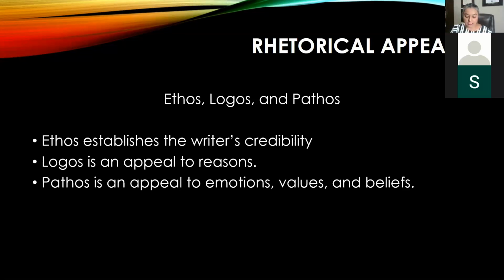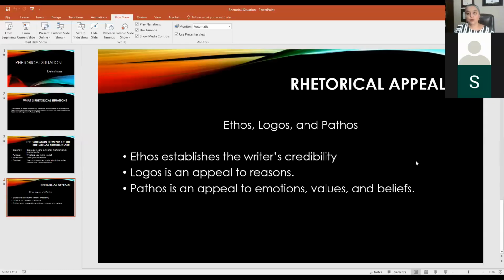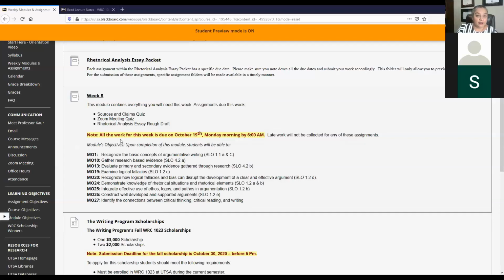I'm repeating: sympathetic, impersonal, angered, or detached. You will look for these elements in the piece that you will be analyzing for the upcoming assignment. We are in week 8, and this week we have the sources and claims quiz, and when you open the quiz, it will tell you what notes to read before you take the quiz. You know this drill by now. And then the rhetorical analysis rough draft is what's due this week.